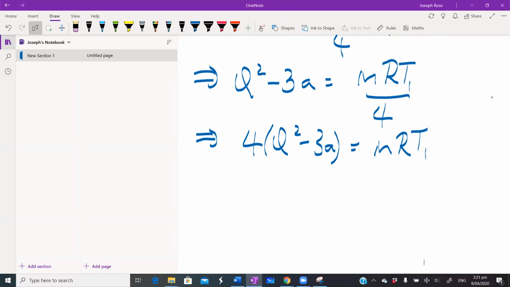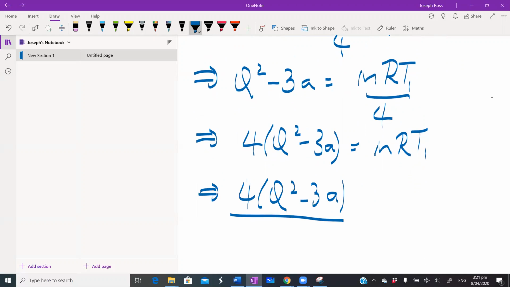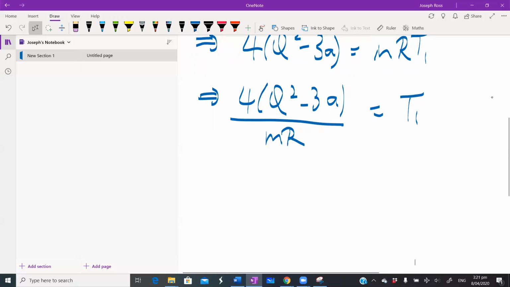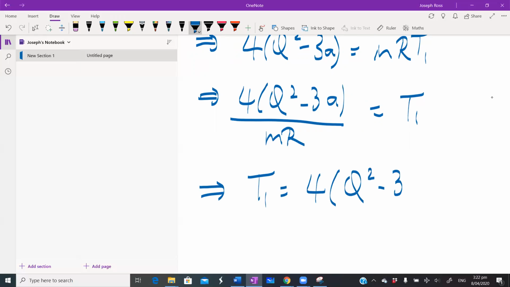So therefore we get 4 multiplied by Q squared minus 3A, and at this step we're dividing by MR, so we've got 4 times Q squared minus 3A divided by MR equals T1, and when we're making T1 the subject, we want to put that on the other side of the equation. So T1 is going to be 4 multiplied by Q squared minus 3A divided by MR.